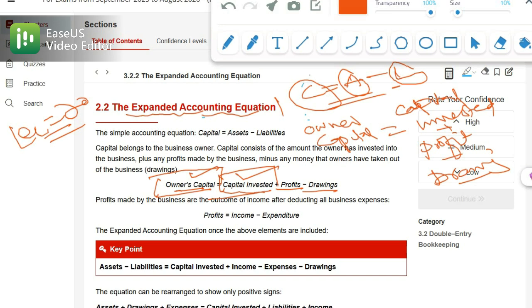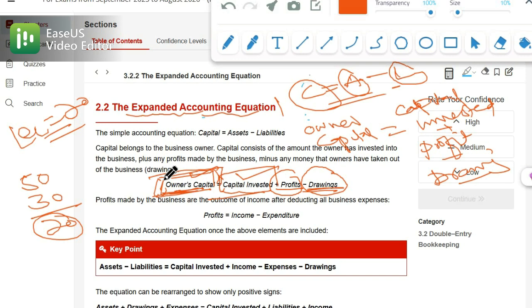And what is profit? When the business earns income greater than expenses, we call that profit. Let's say your income is 50 and your expenses are 30, then you will have a profit of 20. That is part of the owner capital. Then you will have drawing. Drawing means the money or goods the owner takes out for personal use, which reduces the owner capital, so we deduct this amount.